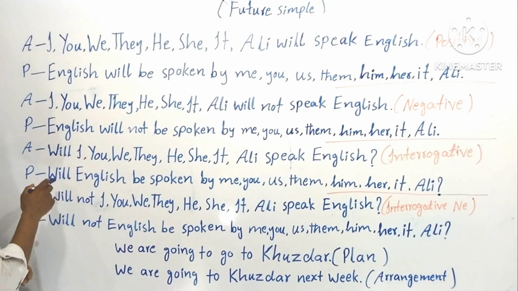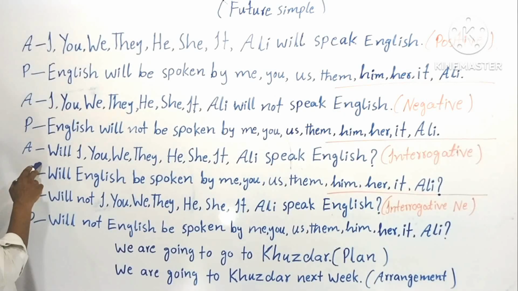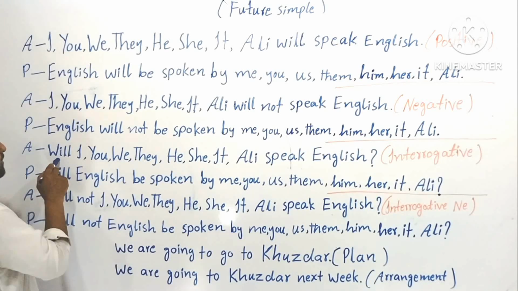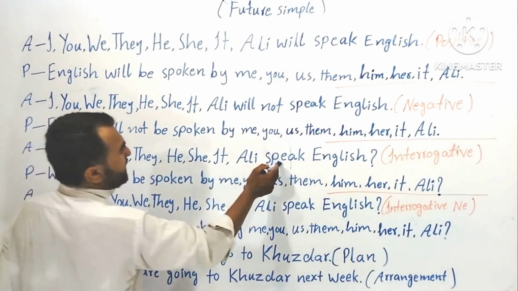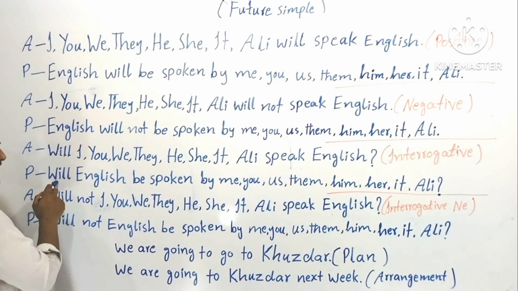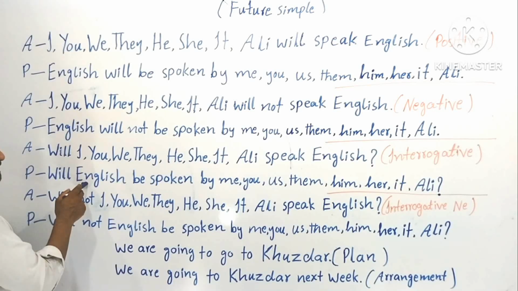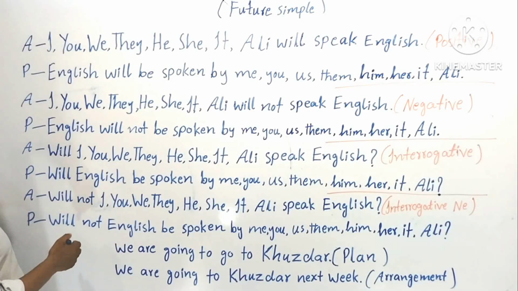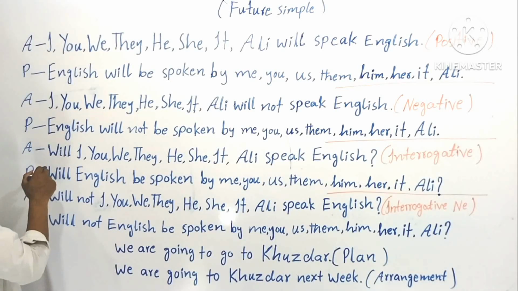Now let's go to the third part, that is interrogative sentences. The first sign of an interrogative sentence is that you have to put the modal verb in the beginning. First of all your modal verb, then your subject, then your main verb, then your object. The same case applies here in passive voice. First of all a modal verb, then your subject, then the other remaining things.